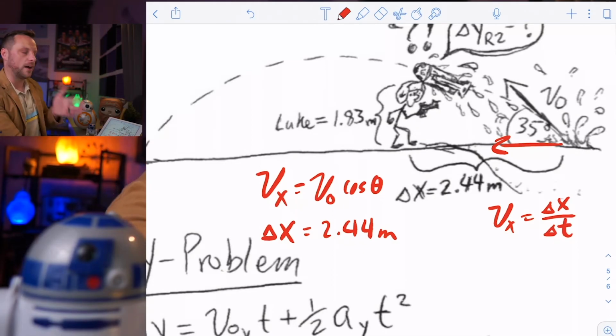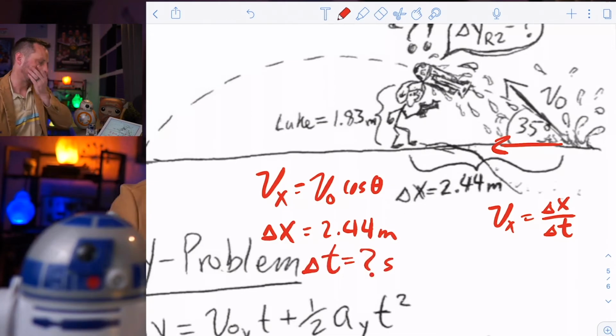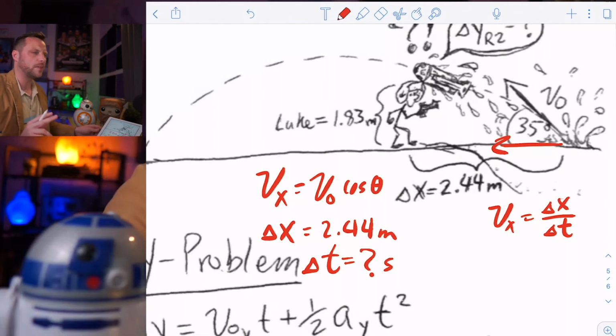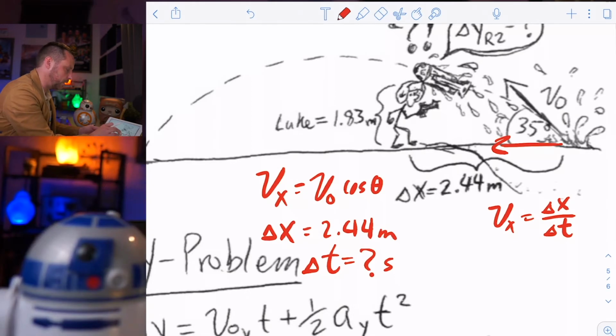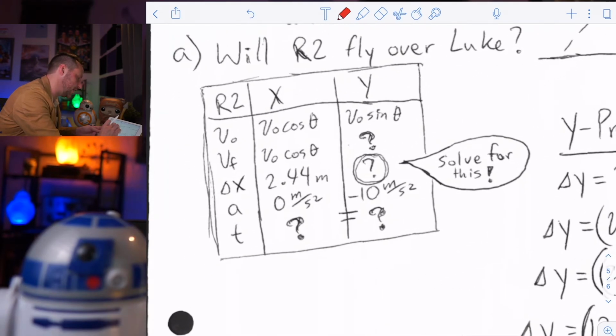So at what point in time will R2-D2 be at Luke? Now, do I care about that? Well, that's not what I'm being asked. I'm not asking how old Luke is or at what point in time R2-D2 gets to Luke. I'm looking at how high R2-D2 is. So a height is going to require a vertical situation. But keep the time in the back of your mind, because we're going to see this is an advanced puzzle. This is what I call a two-parter. What? A two-parter? Yeah.